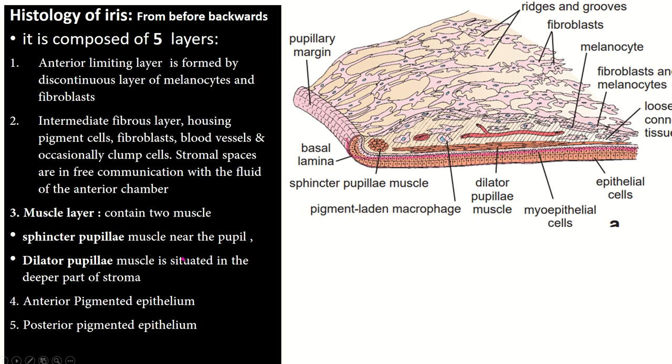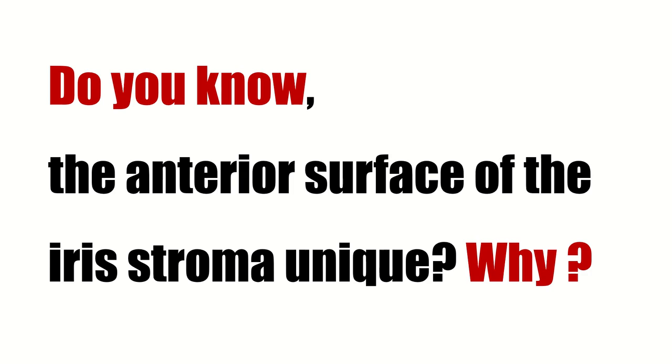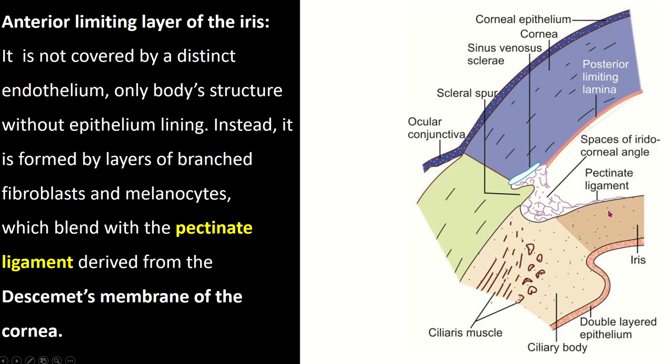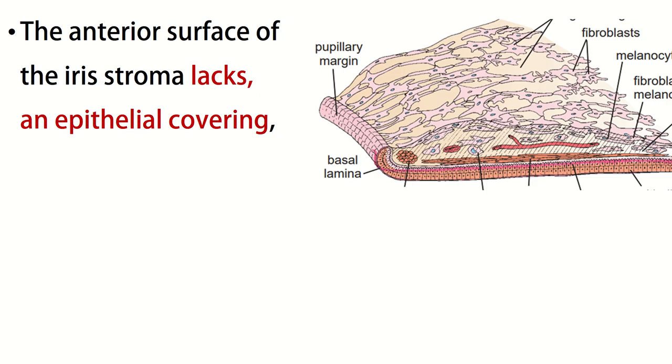So why is the iris a unique structure of the body? Due to the anterior limiting layer of the iris, it is a unique structure. It is the body's only connective tissue which is not covered by epithelium or endothelium. Fibroblasts and melanocytes are exposed. On the posterior surface it is covered by epithelium, but on the anterior surface only connective tissue is present, and it freely communicates with the fluid of the anterior chamber, the aqueous humor, and this character makes it a unique structure of the body.